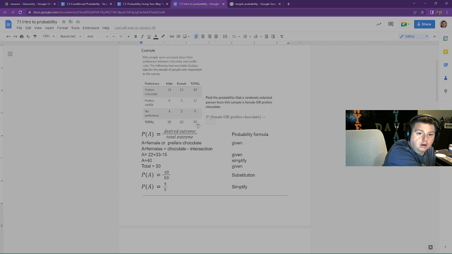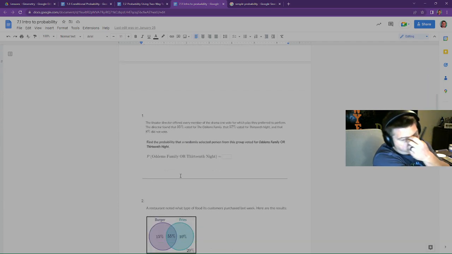outcome is on our table. You could look at prefers chocolate, prefers vanilla, or no preference. All those will be 50. Or you could just talk about males and females. Those add up to give you 50 as well. So that's how all this chart kind of gets put together. And then when we put the probability together, because we wanted female or prefers chocolate, we did 40 over 50, which simplifies to 4 over 5. So that was our simple probability that we started with.